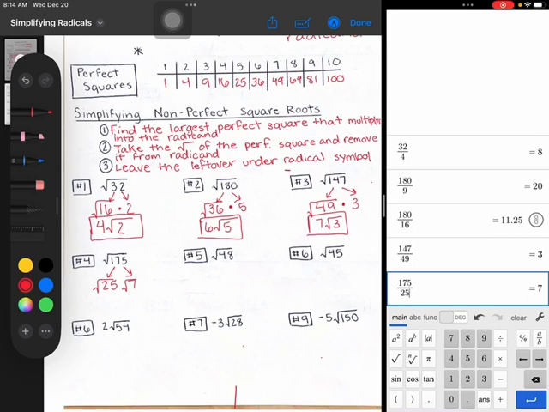Oops, I don't need that last square root. So the square root of 25 is 5. That goes outside my radical, and then 7 stays as my radicand.